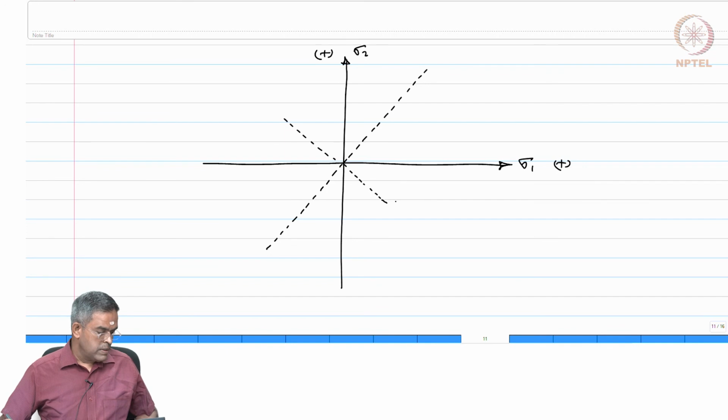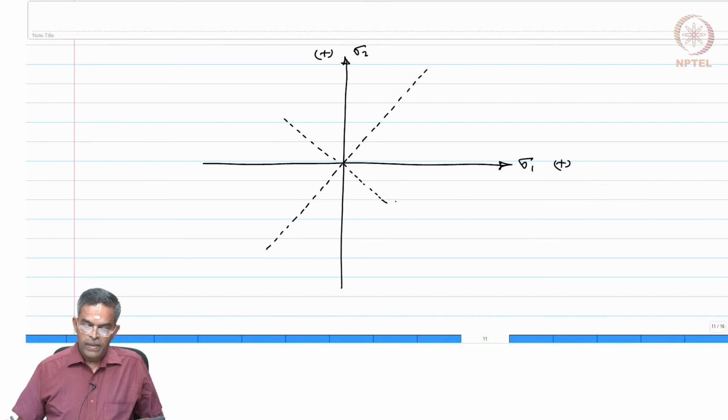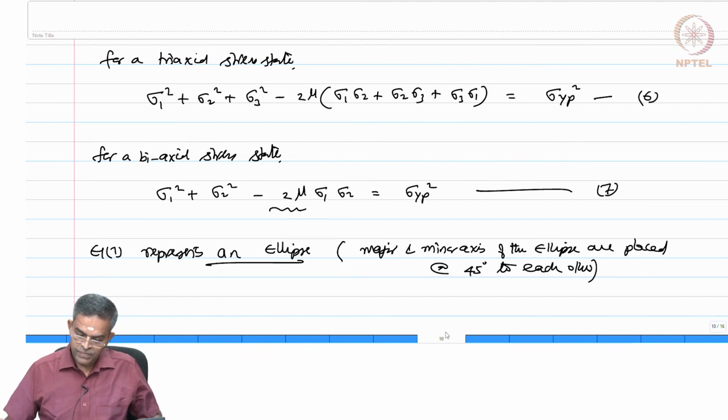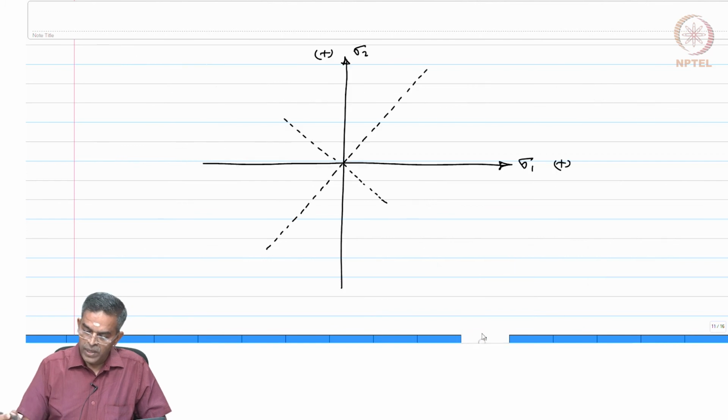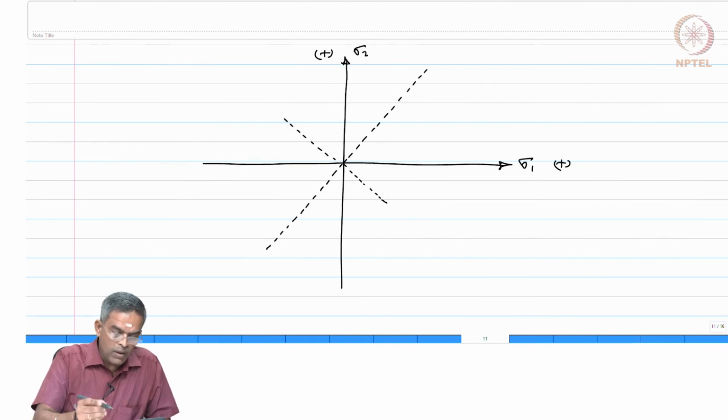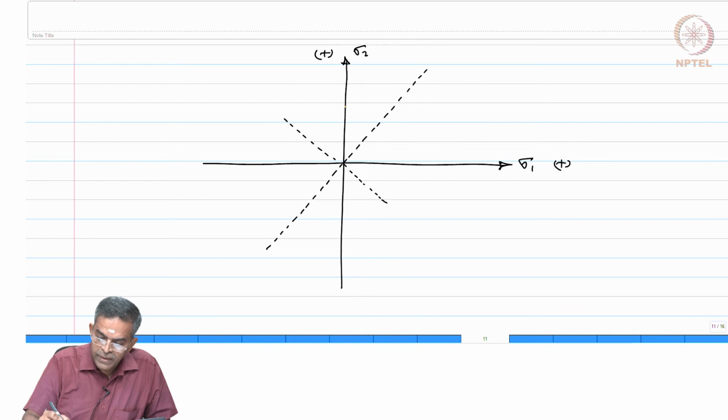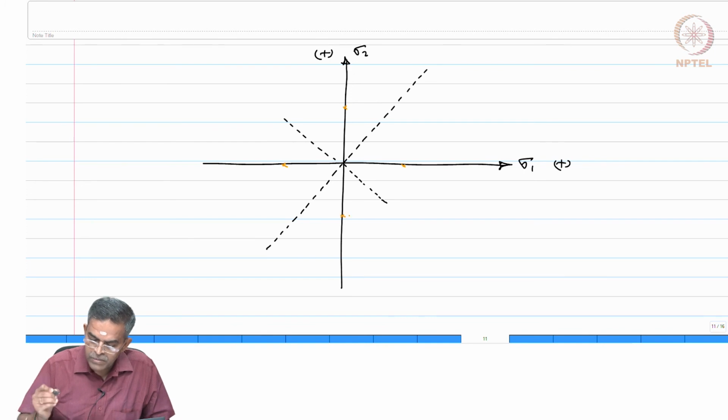Now, in this equation 7, if any one stress value is 0, you will automatically see the corresponding axis will be representing the sigma yp. So, sigma yp should be marked and the curve should pass through sigma yp. Let us mark. So, these are all sigma yp's.